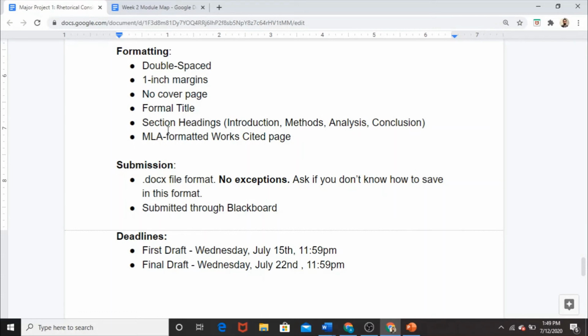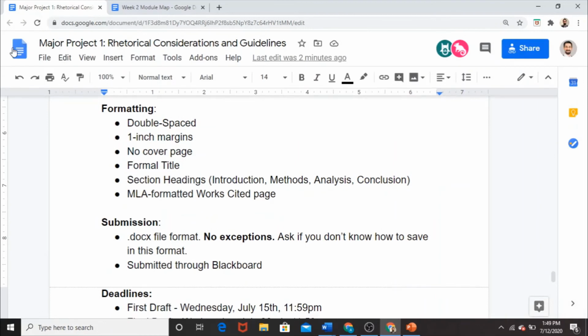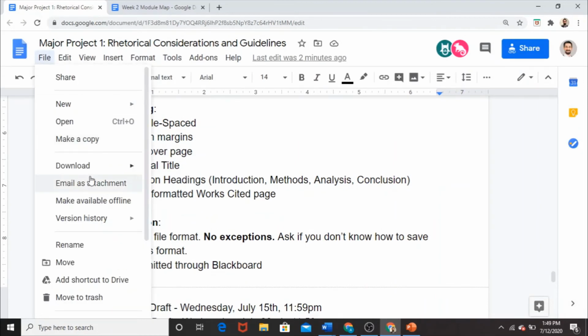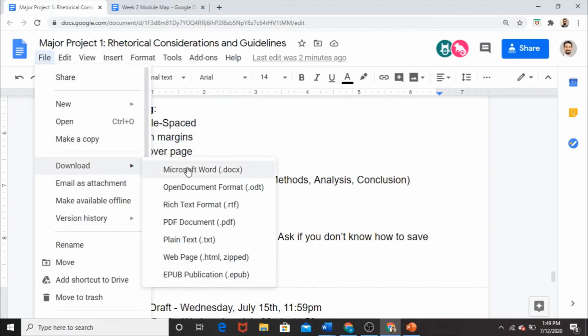If you are working in Google Docs, it just means that when you're ready to submit it, you need to choose the option where you export the file as a Word document. Or save it or download it as a Word document, I should say. I can probably show you that really quickly right now. Right, so if you go to File, you can download as a Word document.